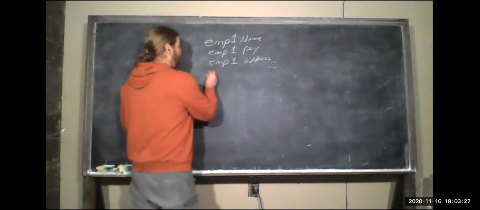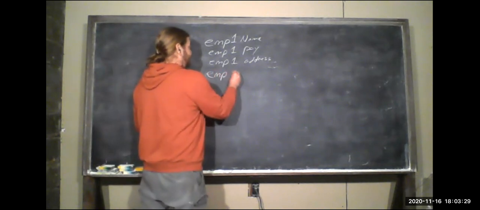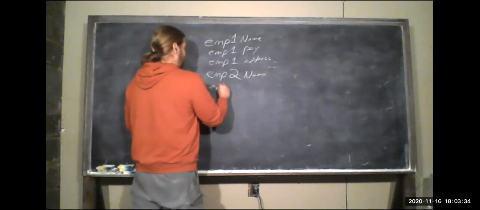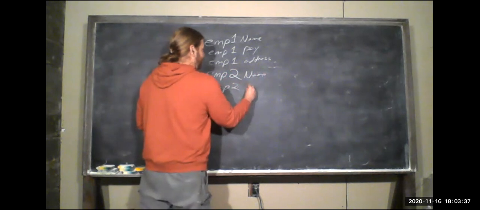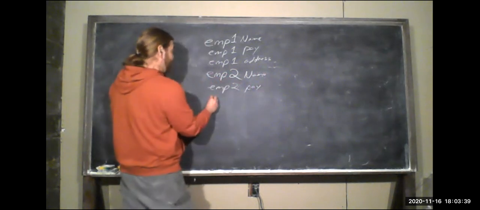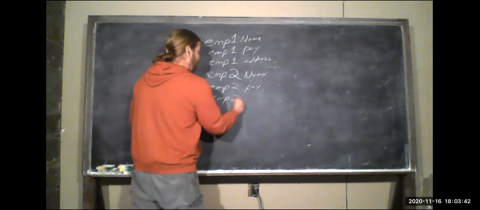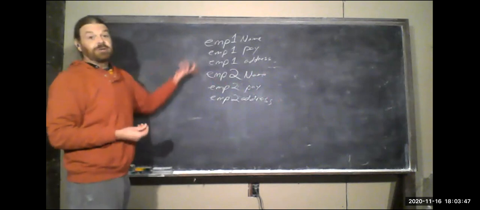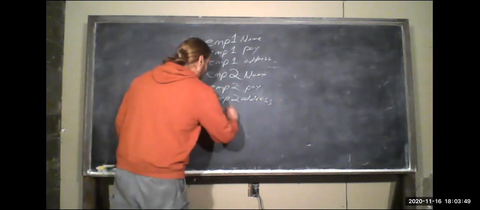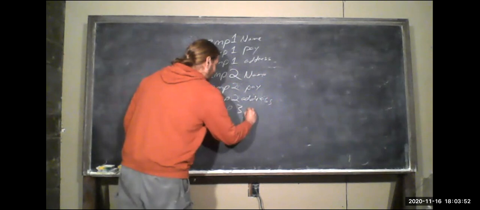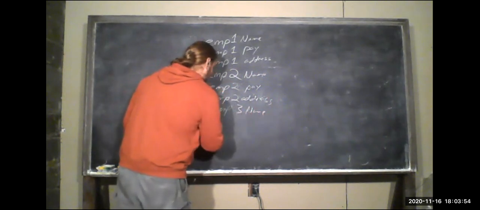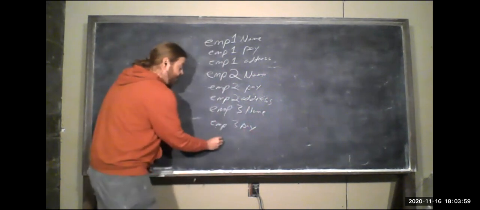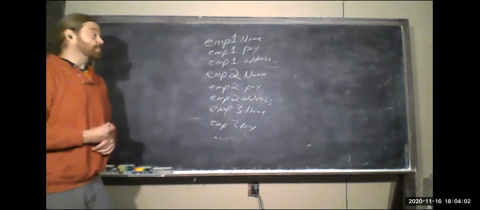But maybe if we have a couple employees, that pattern needs to continue. So we'd have like employee 2 name, employee 2 pay, how much they make each hour, employee 2 address. And this pattern is going to just keep continuing. Employee 3 name, employee 3 pay, and it's just going to keep going on for however many employees we have.